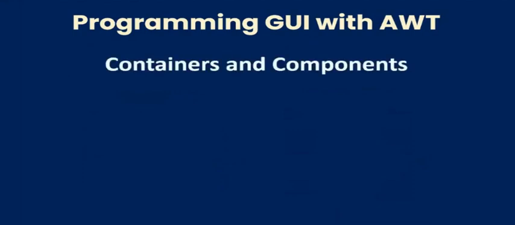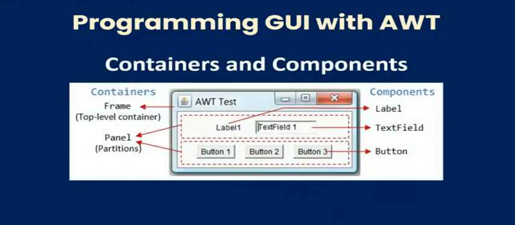So a frame is the top level container of an OOP program. A frame has a title bar containing an icon, a title like out test.